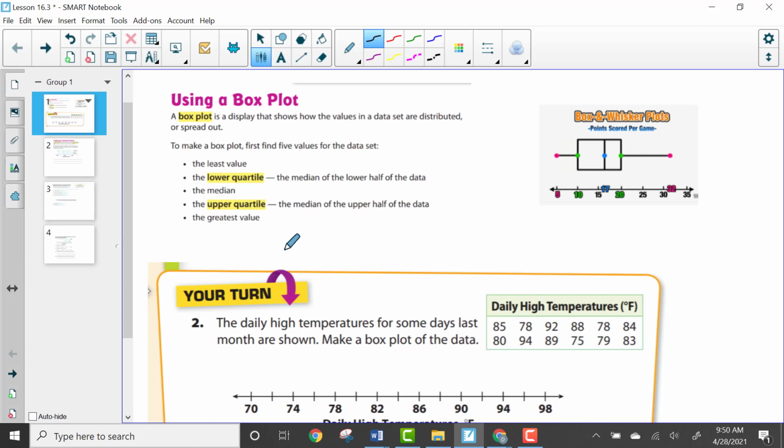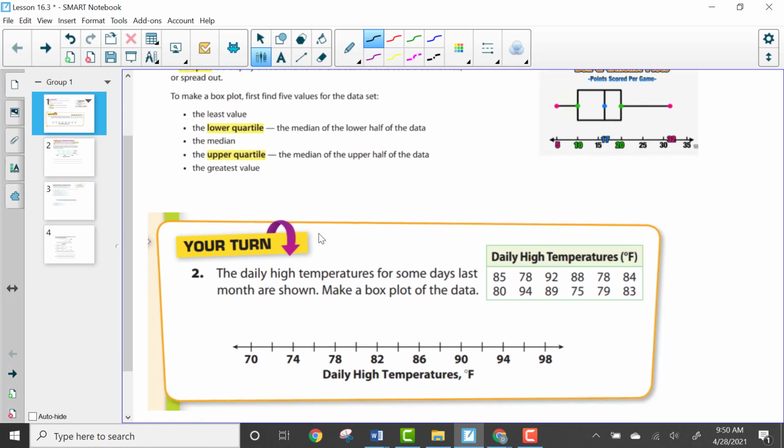Some of those terms may be a little tricky. Least value, not too difficult. That's just the least valued number. Lower quartile, that's the median of the lower half of the data. We know what a median is, and we'll talk about how to find that throughout the video. The median is the middle value of the whole entire data set. Upper quartile, the median of the upper half of the data, and also the greatest value, which is the greatest number.